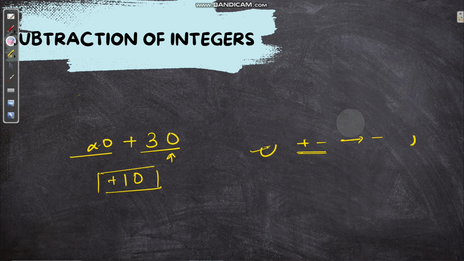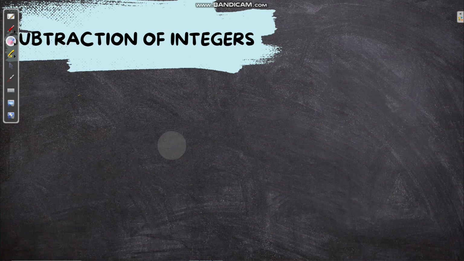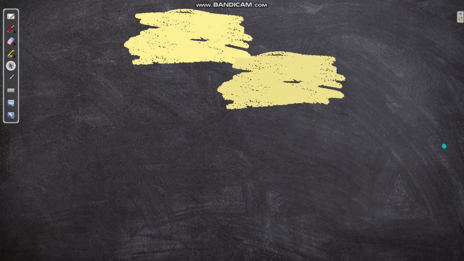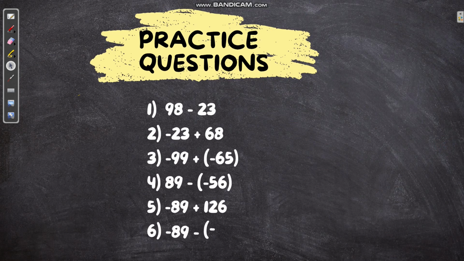So you have to remember this. You can either use additive inverse or you can use these signs to calculate. So here are a few practice questions. 98 minus 23. Second question is minus 23 plus 68. Third question is minus 99 plus of minus 65. Fourth question is 89 minus of minus 56. Fifth question is minus 89 plus 126. Sixth question is minus 89 minus of minus 40.